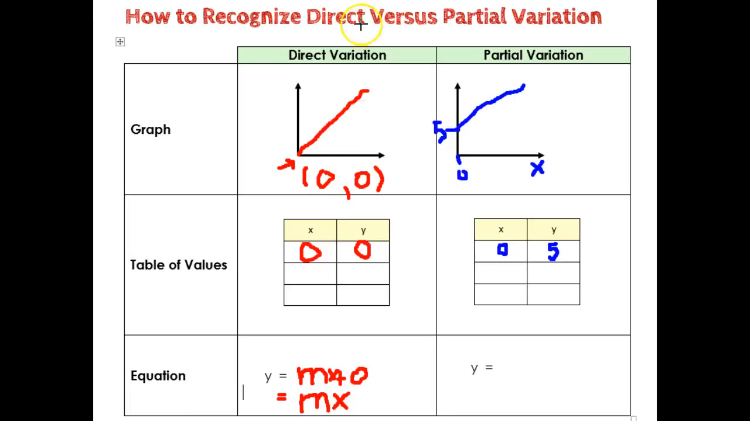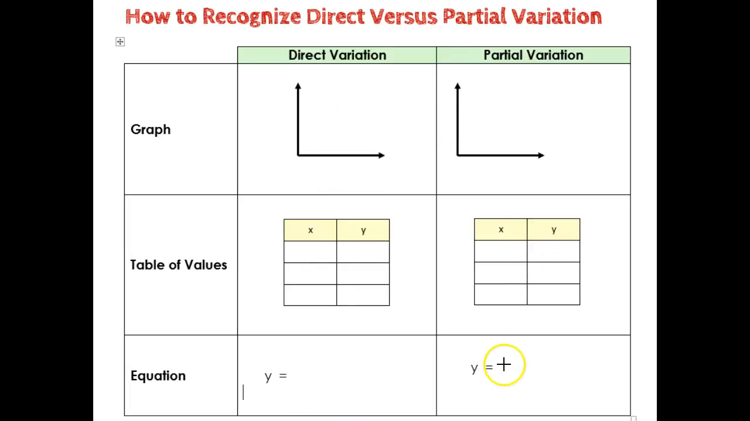Okay, and on the other hand, if it's a partial variation, I'm going to see the equation of a line with a value other than 0 for my y-intercept. So, oops, let me erase that. So y equals mx plus b. So there will actually be a value given for my y-intercept. And that's all, folks.